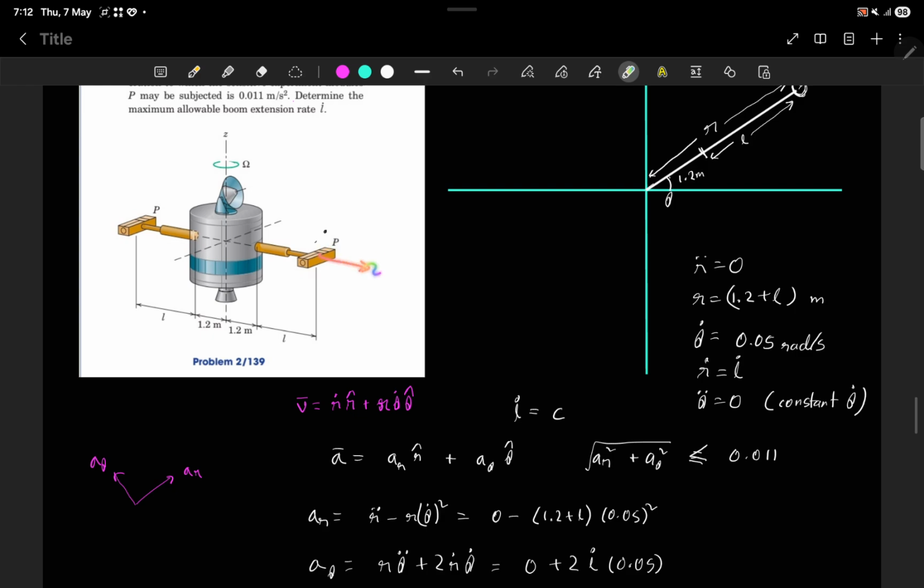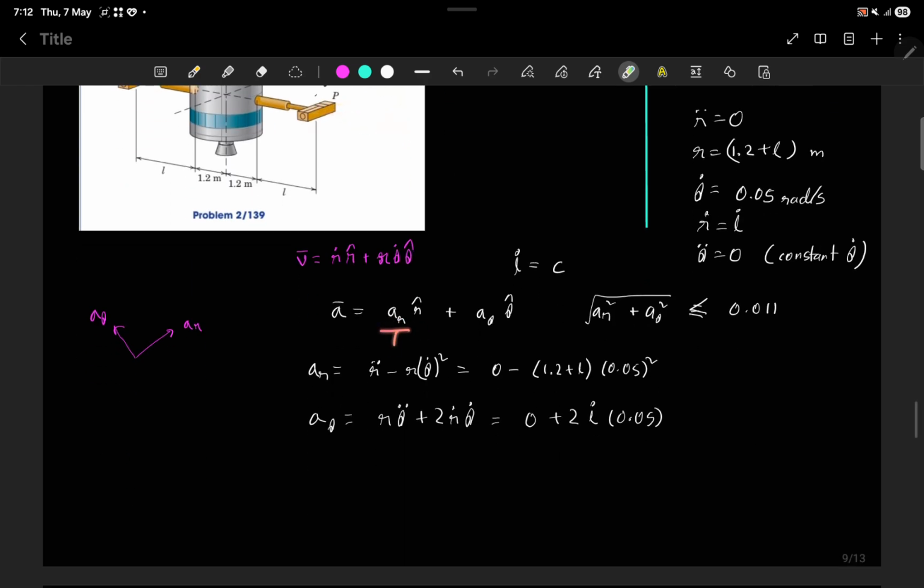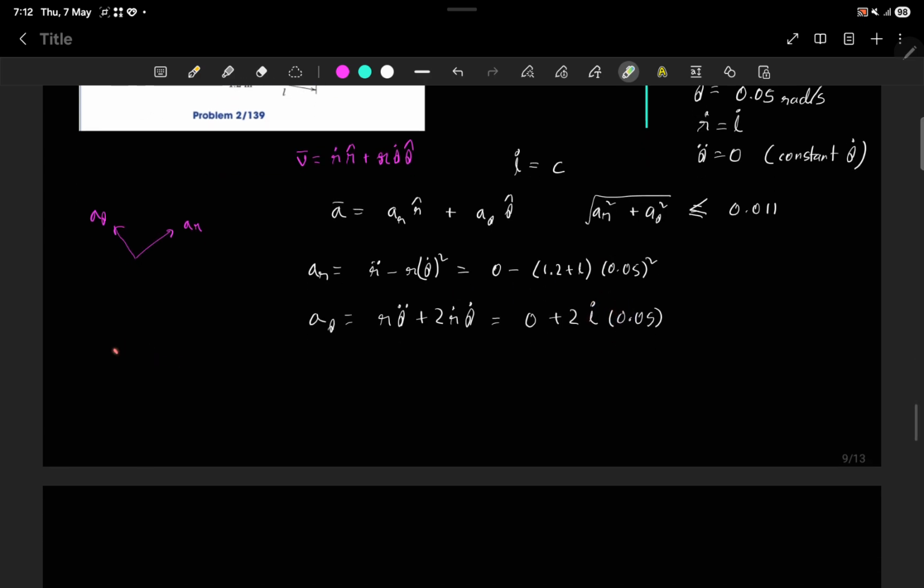So I have to calculate this A radial and A theta. So this is my A R and this is my A theta. Okay, I have been putting these values. So this is the value, the R double dot. Okay, from here I have just put all the values here, and this is L dot. Okay, this is not I, this is L dot. So now we have to find the worst case condition. Why?